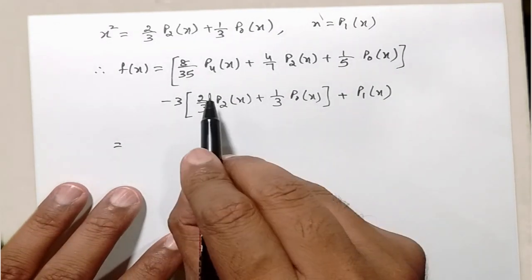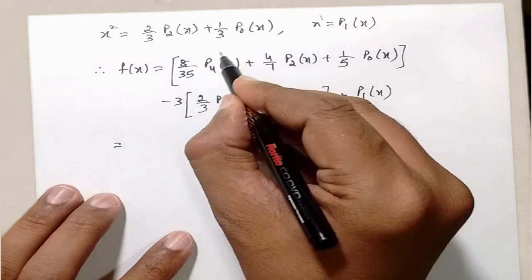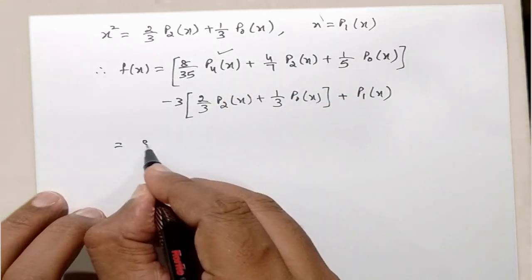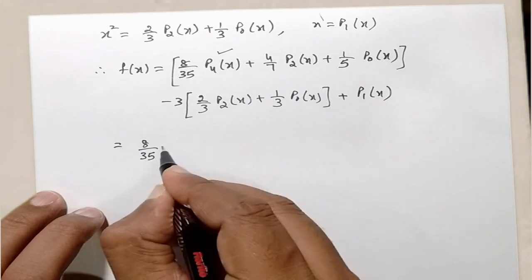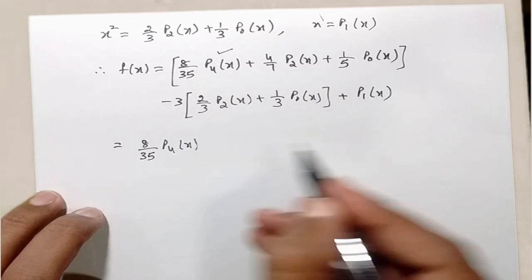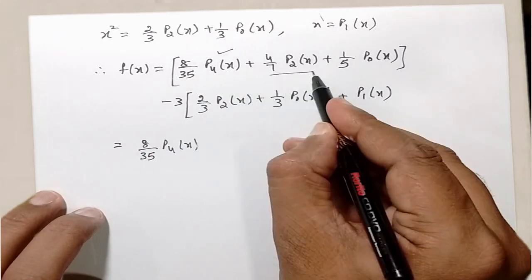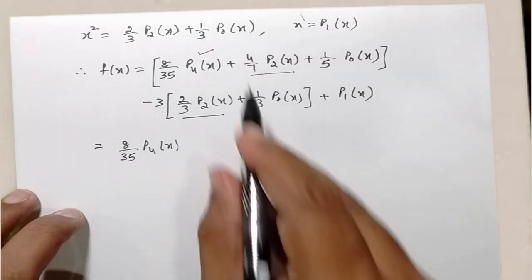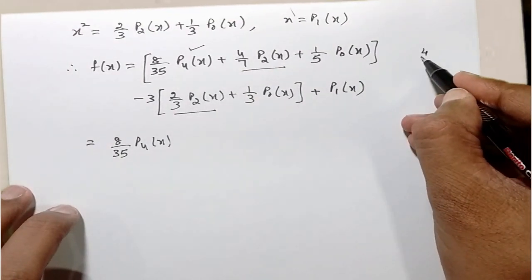if you observe P4, there is only one value you have. You can write it as it is, 8 by 35 P4 of x. Then the P2 value you have here. So how much do you have? 4 by 7, one value you have.